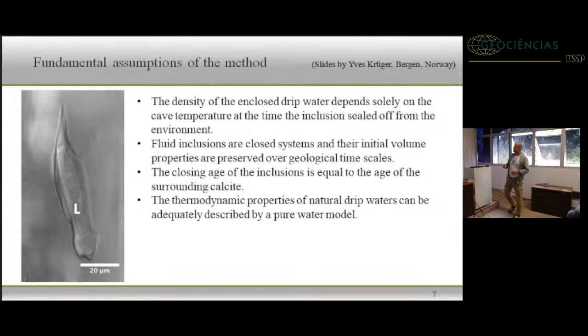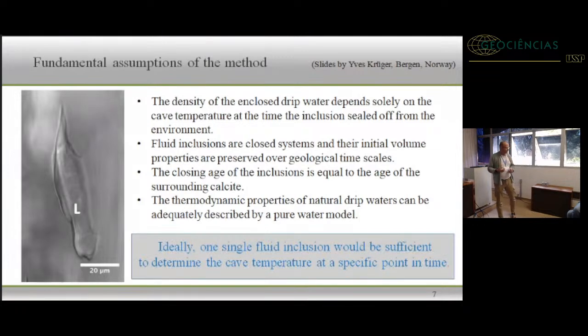Okay, fundamental assumptions. Density depends only on the cave temperature, right? The fluid inclusion is a closed system. When you start messing with it after the formation, you change pressure and things like that, then you're screwed, basically, because your temperature doesn't work anymore. And then, of course, there is this assumption that the closing age of the inclusion is the same as the age of the surrounding calcite, but it's very difficult to do that differently. And then the model needs to follow the thermodynamic rules, essentially, right? So this is quite simple.